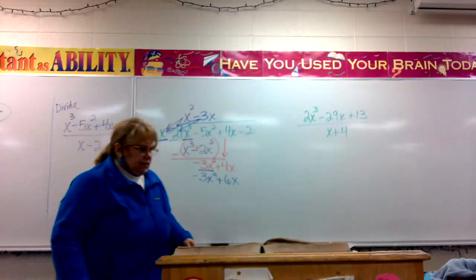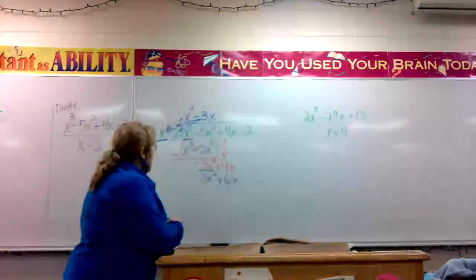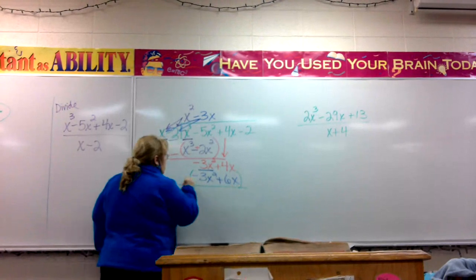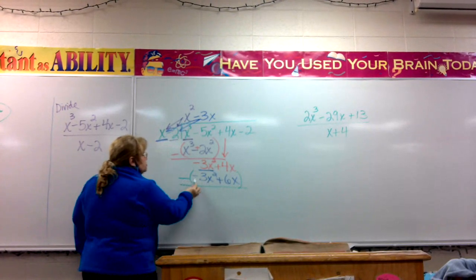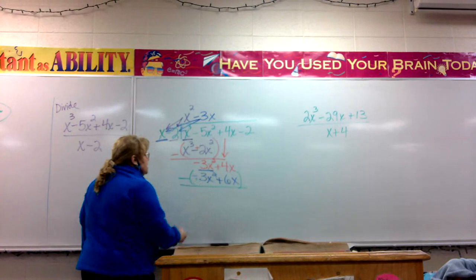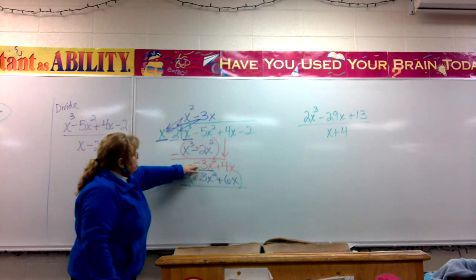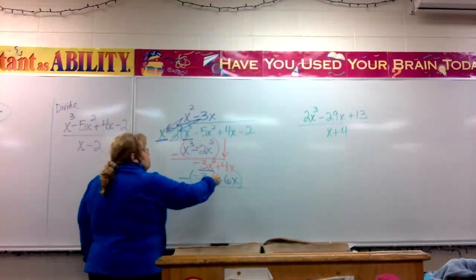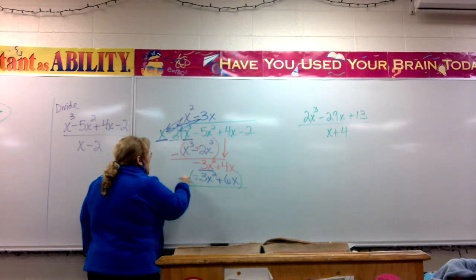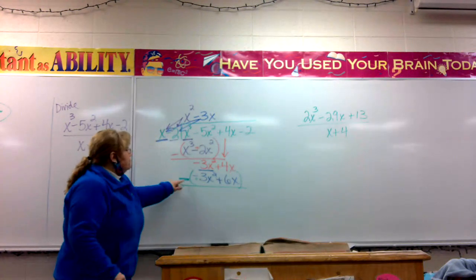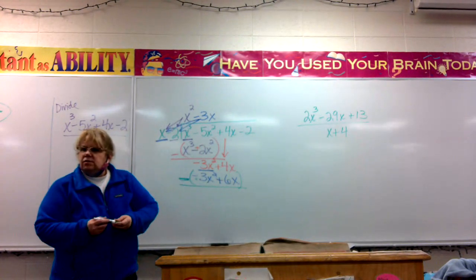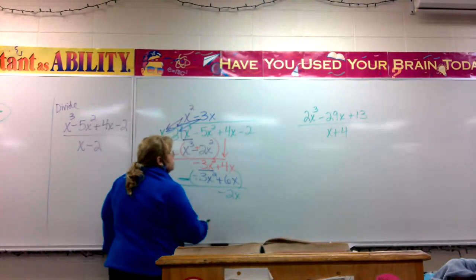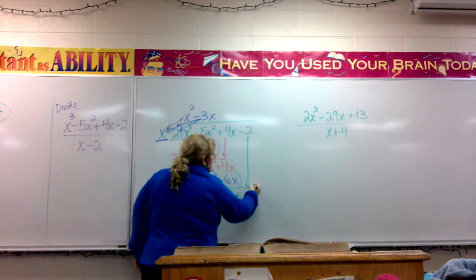Then what? Did you say subtract? Subtract the whole thing. When you subtract negative here, that's going to really be like adding it, right? Negative 3x squared plus 3x squared drops out. 4x, I'm subtracting 6x. What's 4x take away 6x? Negative 2x. Now what? I got one more thing to bring down.